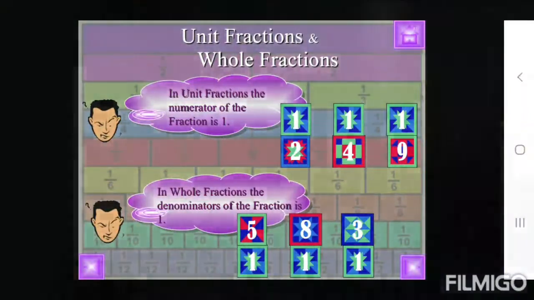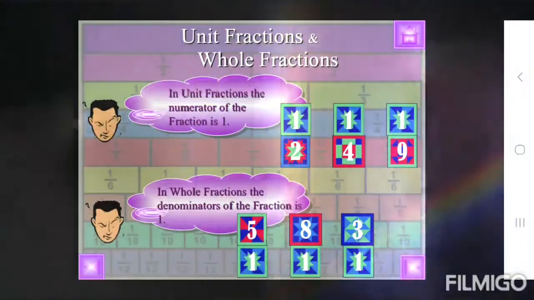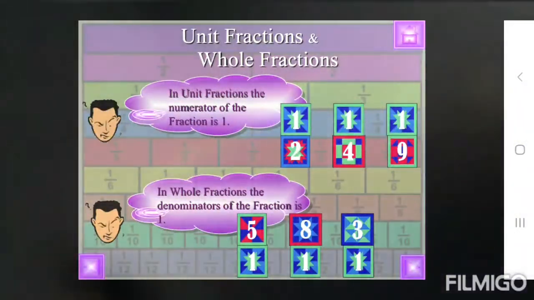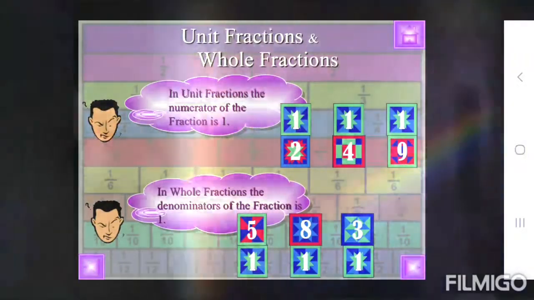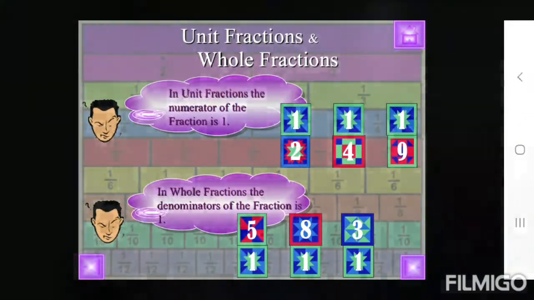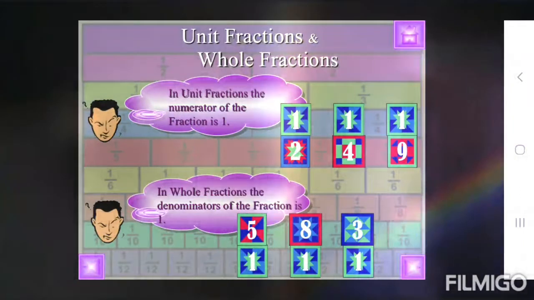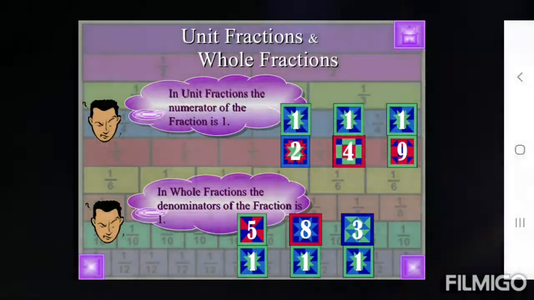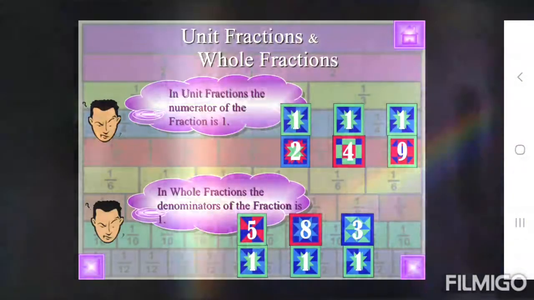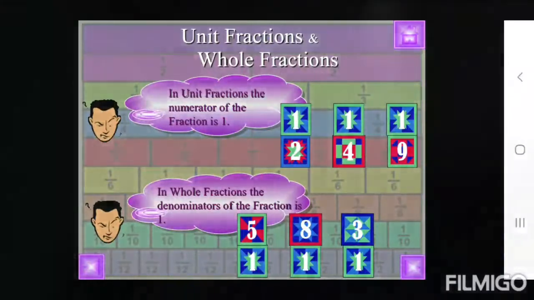Now, unit fractions and whole fractions. In unit fractions, the numerator of the fraction is 1. For example, 1 upon 2, 1 upon 4, 1 upon 9. In whole fractions, the denominator of the fractions is 1. So 5 upon 1, 8 upon 1, 3 upon 1. These all represent 5, 8, 3. So these all represent whole fractions.